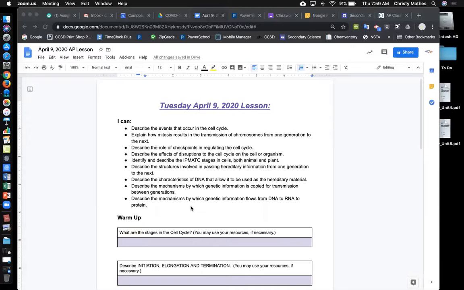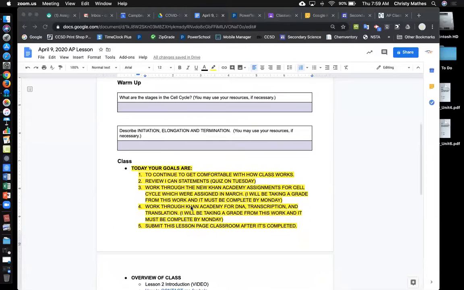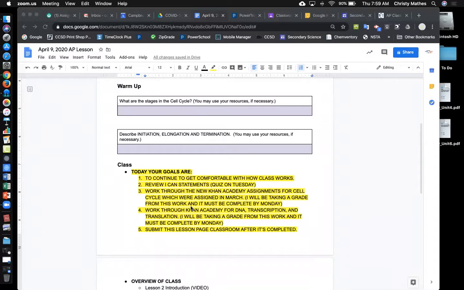So then we get into the DNA, RNA transcription translation I can statement. So I can describe the structures involved in passing hereditary information from one generation to the next, describe the characteristics of DNA that allow it to be used as the hereditary material, describe the mechanisms by which genetic information is copied for transmission between genes, and describe the mechanisms by which genetic information flows from DNA to RNA to protein. So you'll see that you've got all of that structure of DNA, DNA replication, and then transcription and translation. So you need to be sure that you can do all of those I can statements for that quiz that we're going to do before we move into genetics.